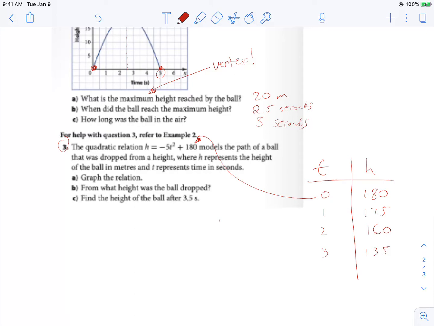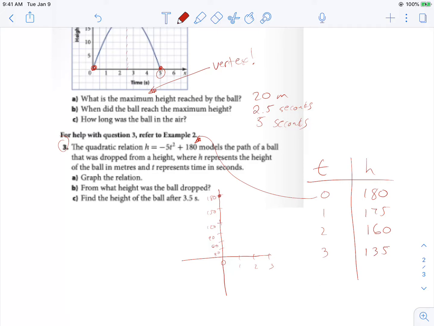So if I have my graph, it looks something like this, and here's 0, 1, 2, 3, and this thing starts from 180, maybe that's 150, that's 120, 90, 60, and 30. So a nice rough graph. You will not do a nice rough graph, you'll do a beautiful graph. But this is kind of how it's going to look.